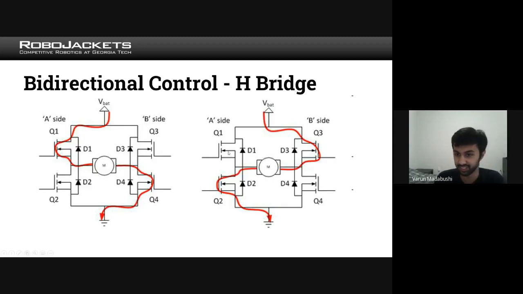And conversely, if you turn off Q1 and Q4, and turn on Q3 and Q2, the positive voltage then gets applied to the right side of the motor and the negative voltage gets applied to the left. So seeing this, you can actually have either a positive or a negative voltage across the motor, and so it can spin in both directions.